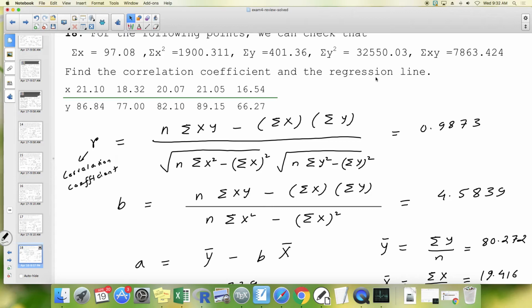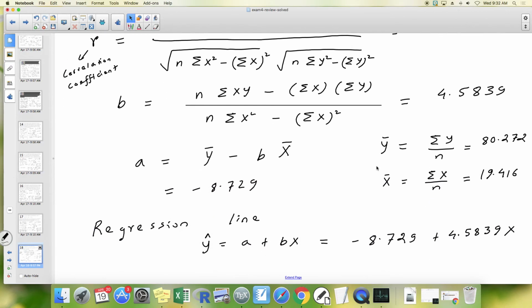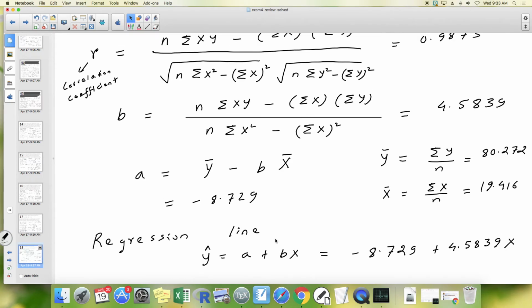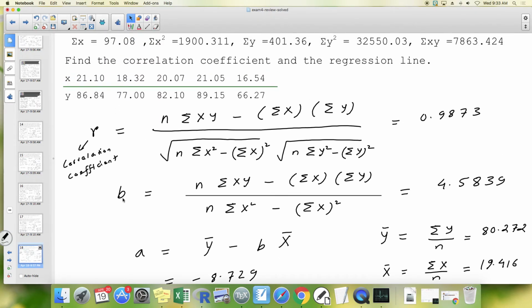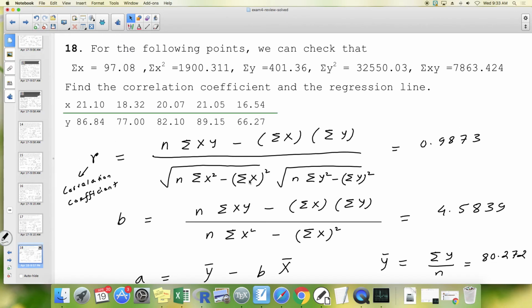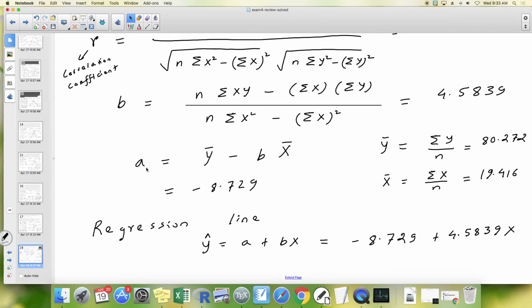Next comes the regression line. The regression line is y hat equals a plus bx, but a and b have their own formula. So b is this formula given here, I'm not speaking it out, which once again, if you plug the numbers, you shall get 4.5839. And a is y bar minus b times x bar. So we have b, but we need y bar and we need x bar.